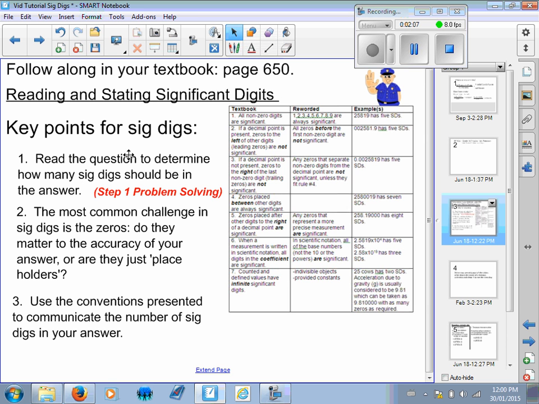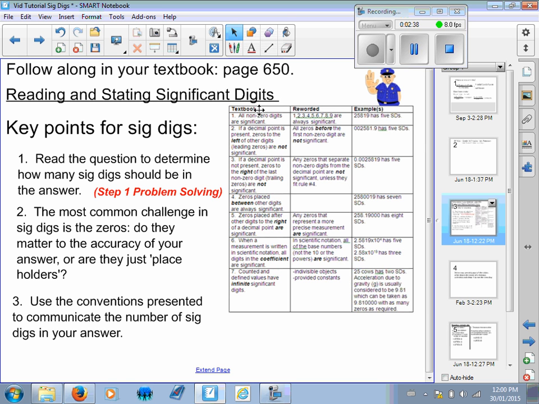The point, we'll get into some details later, but the point is, at the very beginning of the problem, decide that, put a little number underneath where you're going to write your answer so you remember to check at the end. Second point, the most common challenge in sig digs is the zeros. Often you're going to have zeros presented to you as part of a question, and you have to decide which zeros matter. And the key points here are covered in this chart off to the right, which I want you to take a look at.